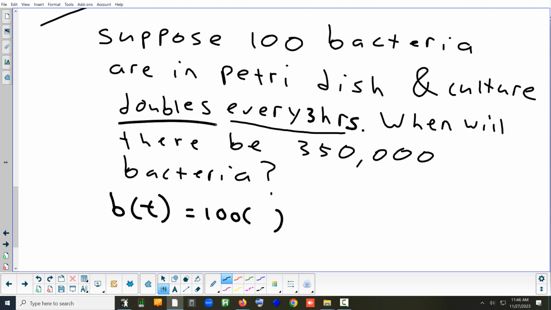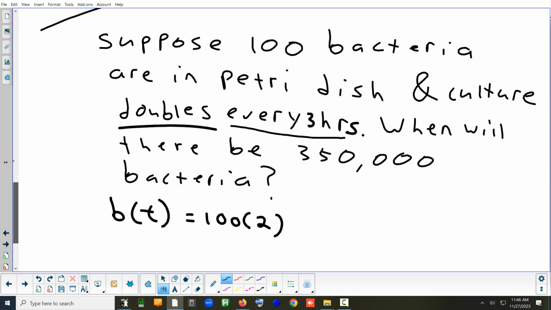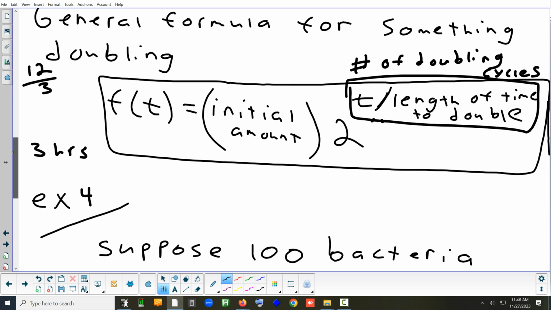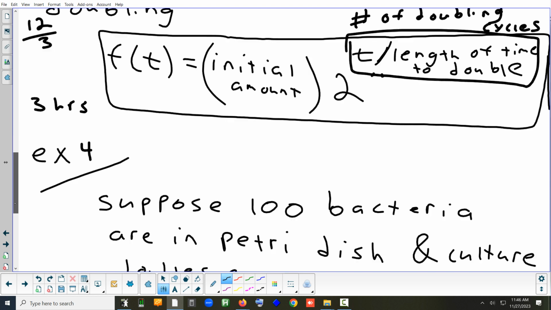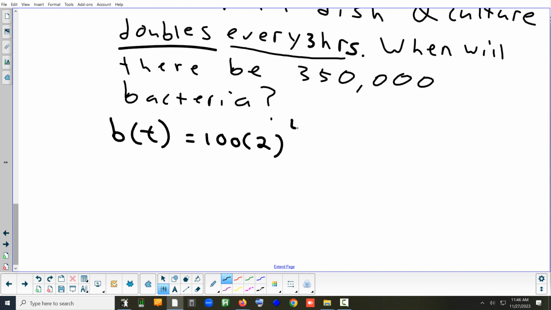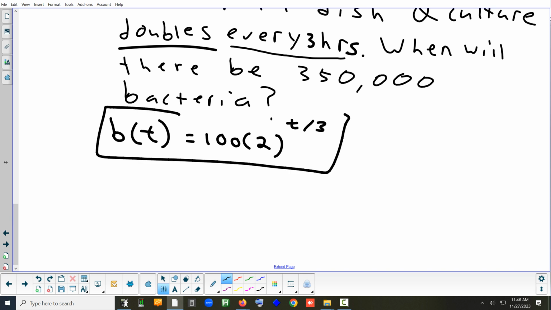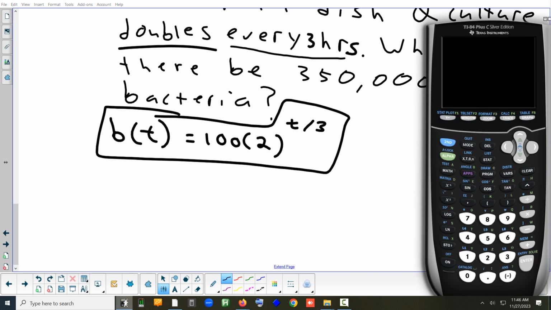And since we're dealing with doubling, they don't have to tell us the growth rate. Doubling tells you that. What do we always put in parentheses when it's doubling? We always put a 2, because that's 100% growth. So it's 1 plus 1. And what's my exponent going to be? x divided by 3. So when we type it in on the calculator, we'll use x. There's your formula.